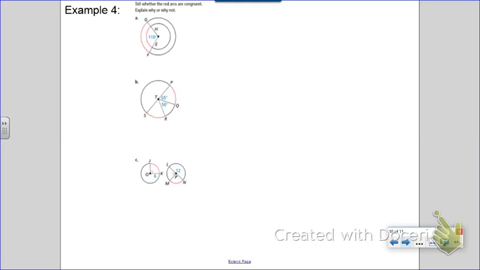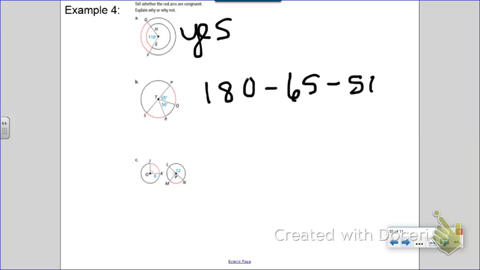We're identifying if the red arcs are congruent. So for a central angle, the central angle is always equal to the measure of the arc. So this one would have to be a yes. And our second one, we're figuring out the other measure. So if we take 180 degrees minus the 65 minus the 50 degrees, we're left with a total of 65 degrees. So that would be a yes.